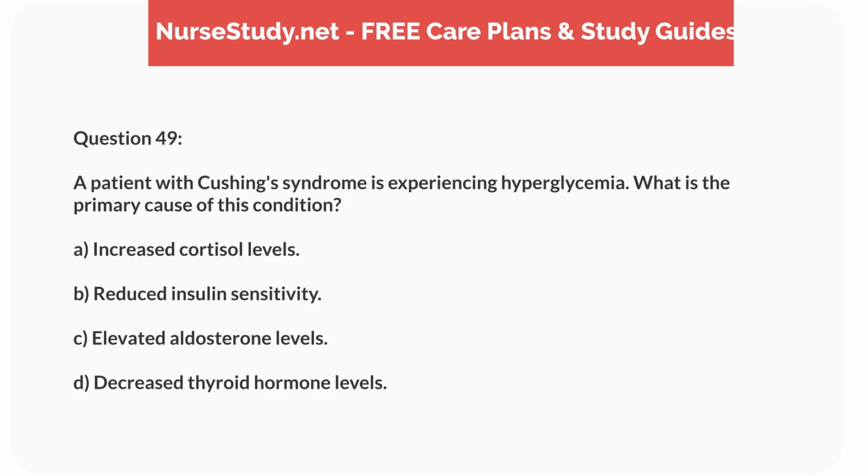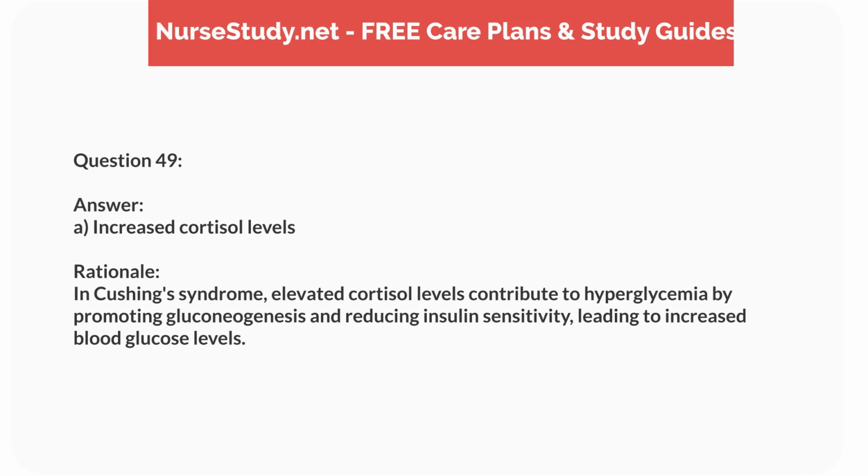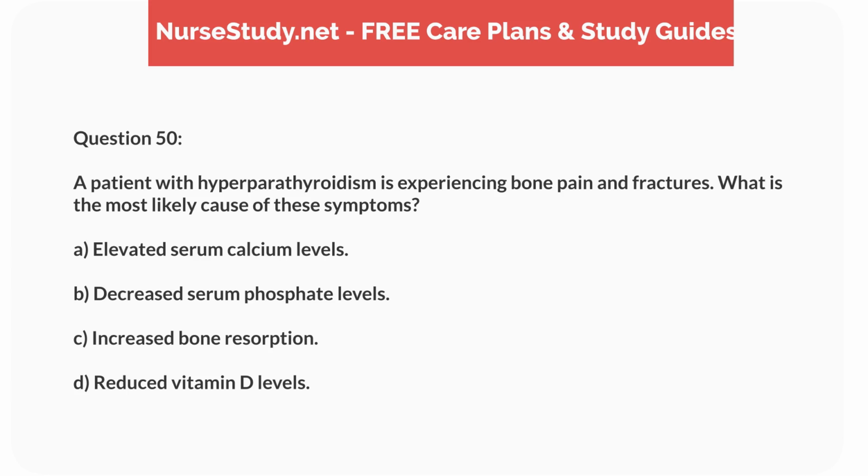Question 49. A patient with Cushing syndrome is experiencing hyperglycemia. What is the primary cause of this condition? A. Increased cortisol levels. B. Reduced insulin sensitivity. C. Elevated aldosterone levels. D. Decreased thyroid hormone levels. Answer. A. Increased cortisol levels. Rationale. In Cushing syndrome, elevated cortisol levels contribute to hyperglycemia by promoting gluconeogenesis and reducing insulin sensitivity, leading to increased blood glucose levels.